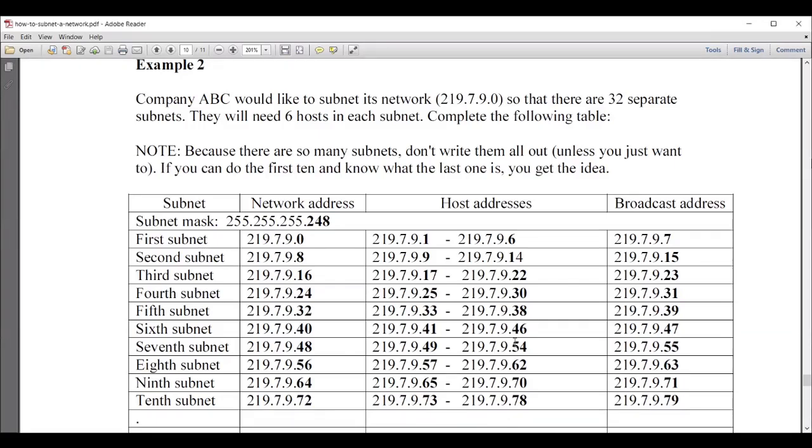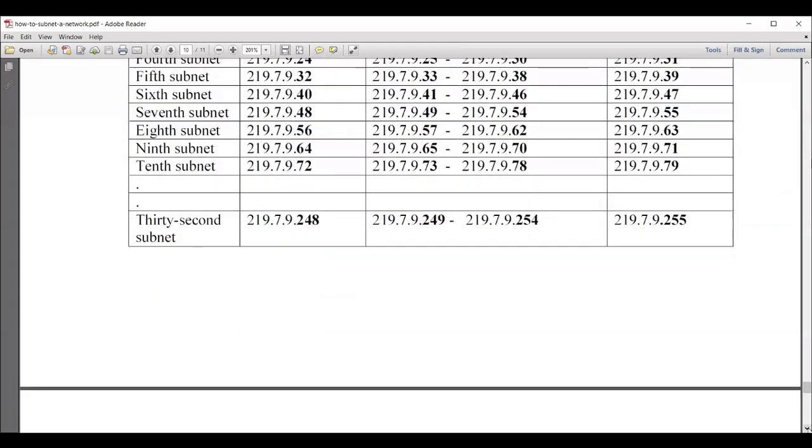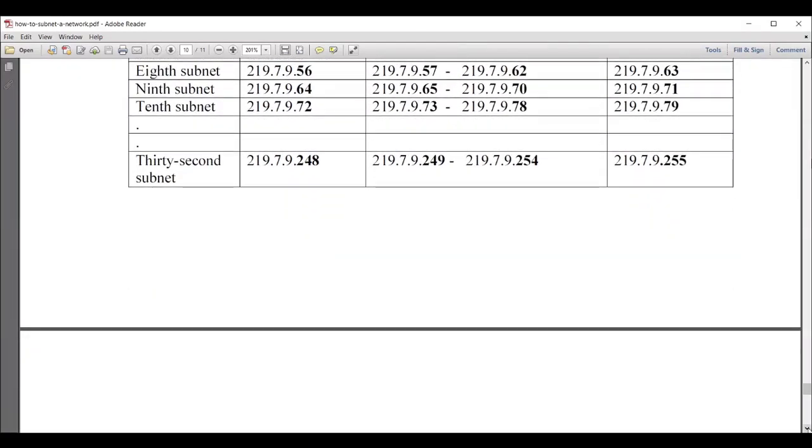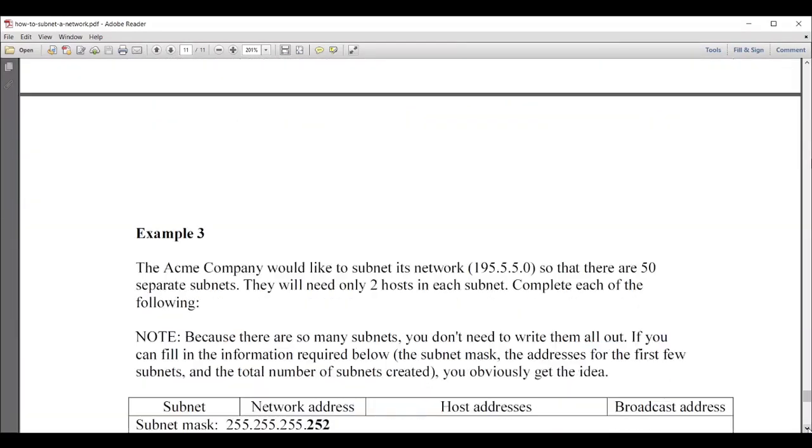So then you know how this came, because they have utilized 5 bits from the host side for the representation of 32 subnets. So the others are the ranges of host addresses and broadcast addresses. Right. So the third question. Yes. Third example.